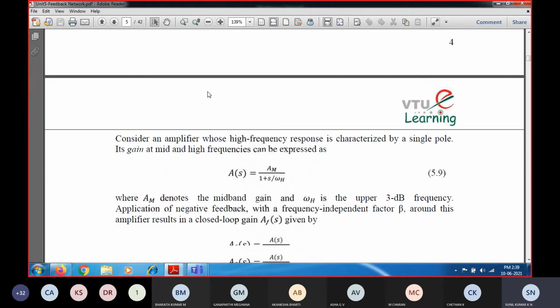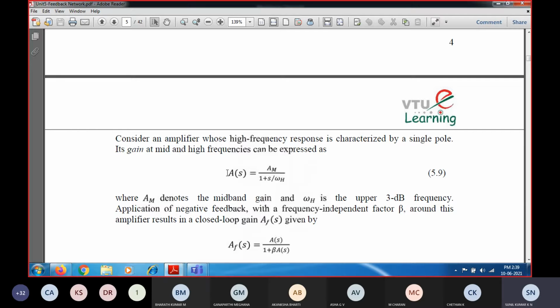For that we are going to consider an amplifier. We have already come across the frequency response of an amplifier, right? We know the high frequency response as well as the low frequency response with respect to the common source amplifier. In the common source amplifier, we have seen the low frequency response, and along with that the high frequency response also.